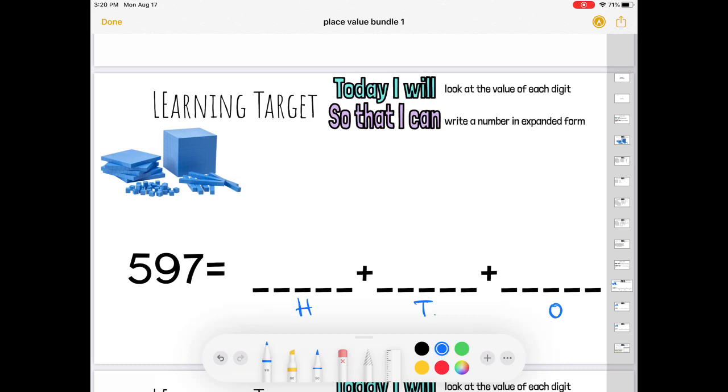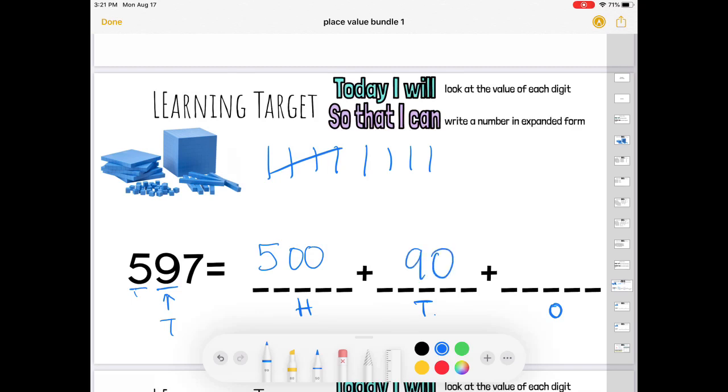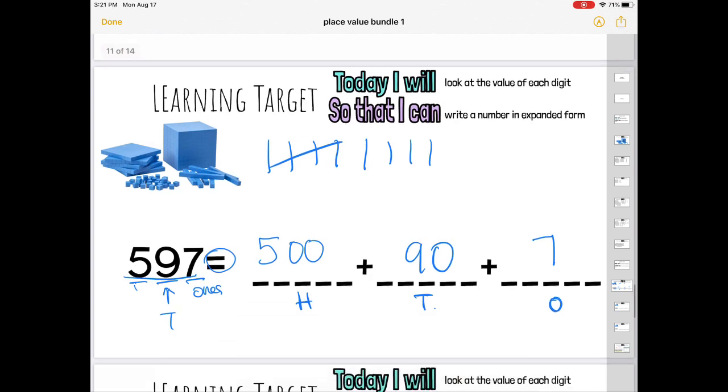So I'm going to say this number again out loud, 597. So I look at this spot. I have 500. I look at my tens. I have 9 of them. So 9 tens, that's 10, 20, 30, 40, 50, 60, 70, 80, 90. 9 tens is 90. And then I have 7 ones. So expanded form of this is 500 plus 90 plus 7 equals 597.